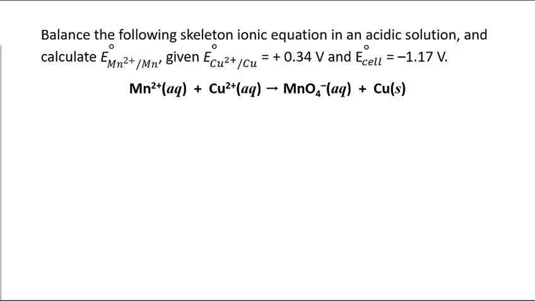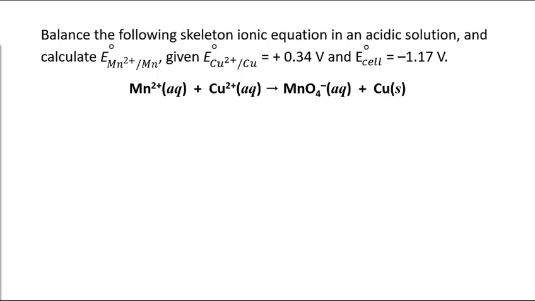In this video, I'm going to be going through a few practice problems involving cell potentials. For the first problem, I'm going to ask to balance the following skeleton ionic equation in an acidic solution, and then calculate the standard potential of the manganese 2 plus manganese half cell, given that the half cell potential of the copper 2 plus copper side is positive 0.34 volts, and the standard cell potential is negative 1.17 volts.